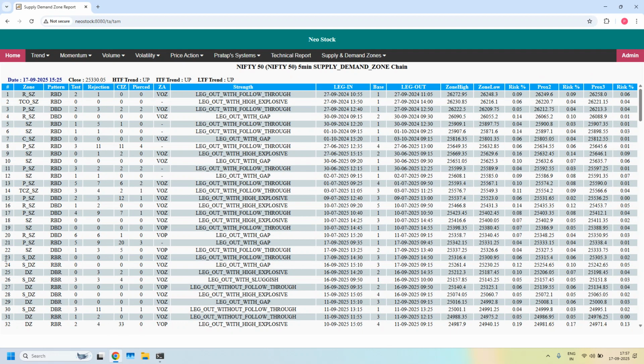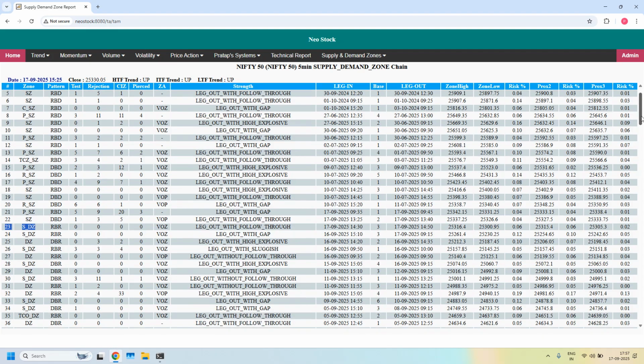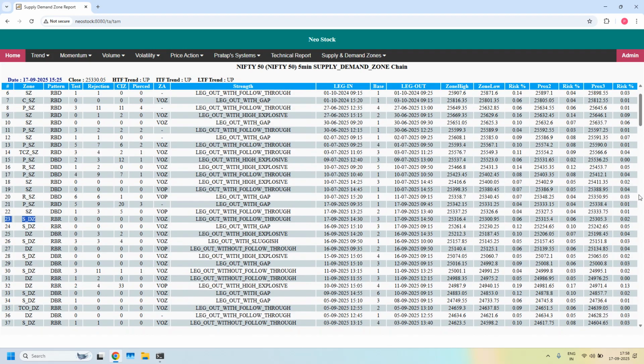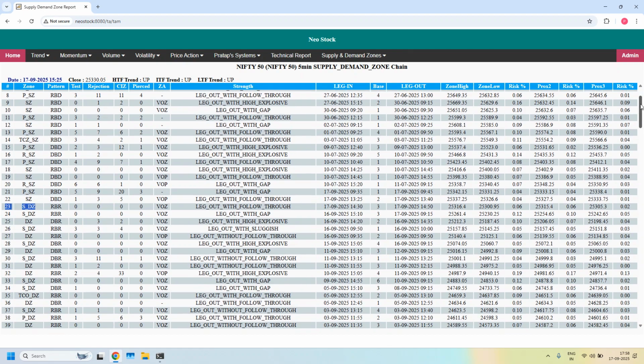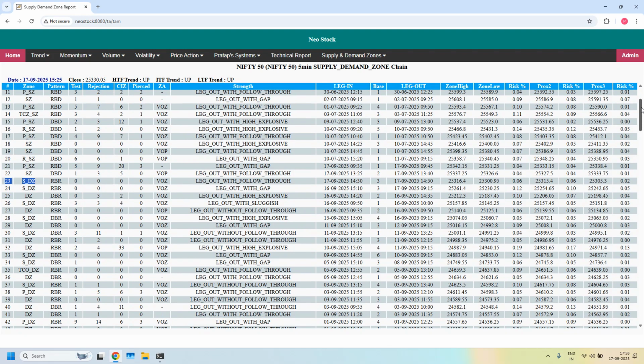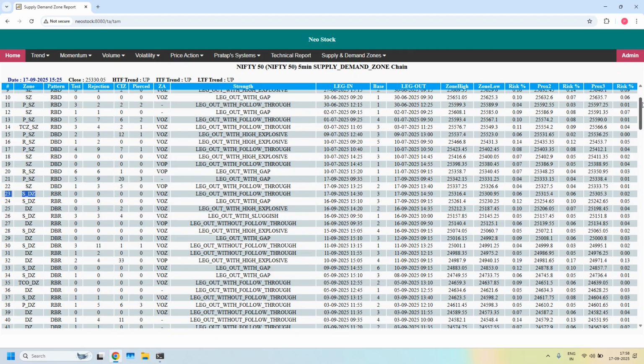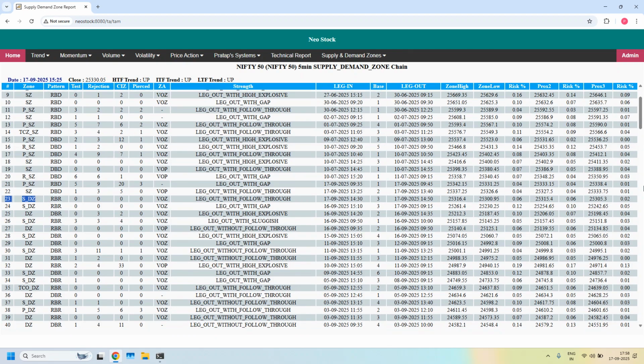The nearest demand zone for the current closing price, serial number 23. So I will put it in the middle of the page. Okay. So this is NIFTY supply demand zone chain report, 5 minutes supply demand zone chain.